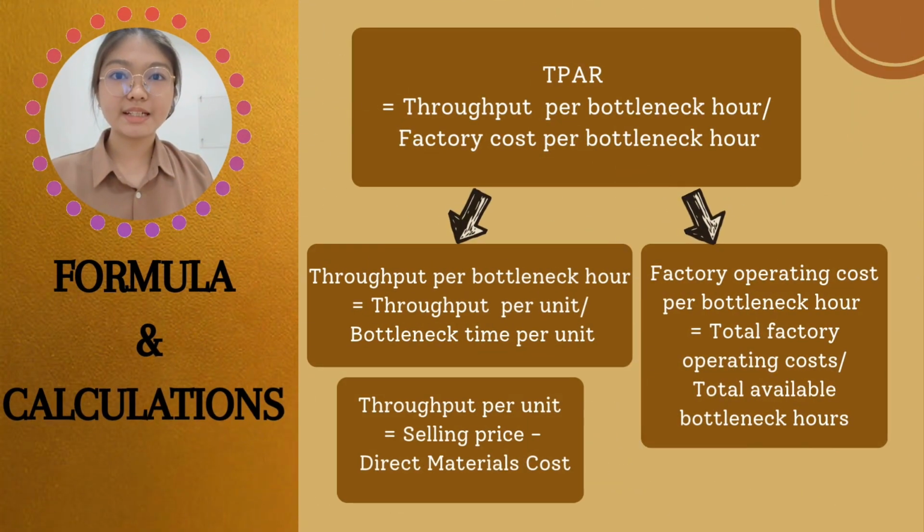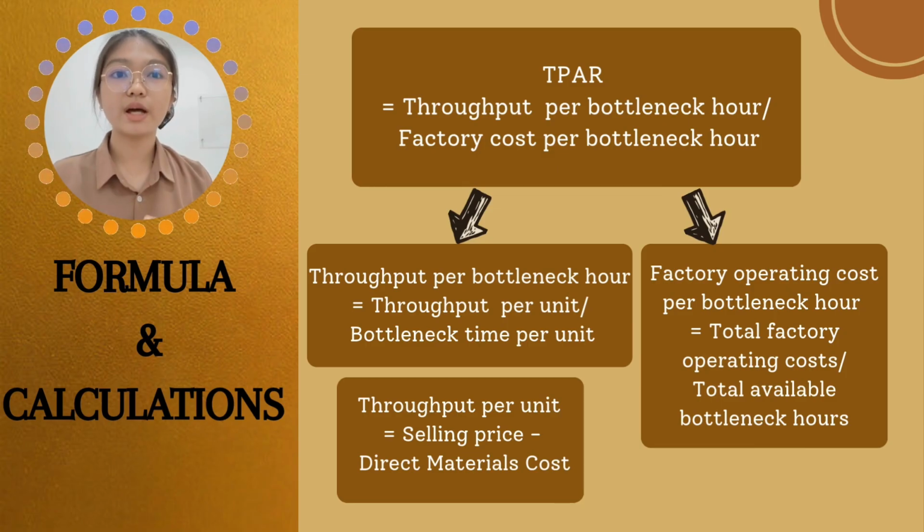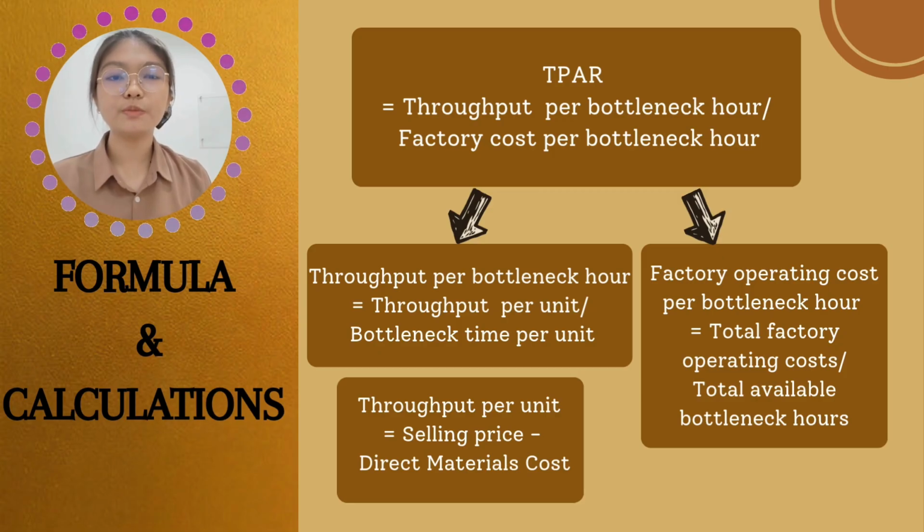Thank you, Shuveythaa. I am Yamunna and I will now explain how to calculate TPAR and what the numbers mean. As you can see on this slide, TPAR is calculated by dividing throughput per bottleneck hour by factory operating cost per bottleneck hour. To understand this formula, let's first look at the two main components.